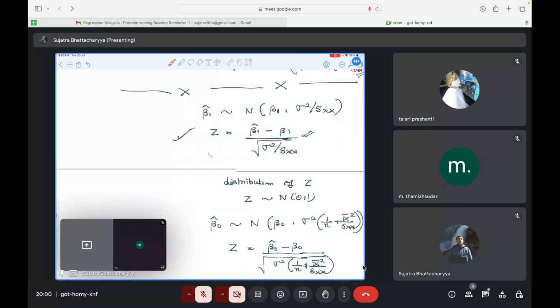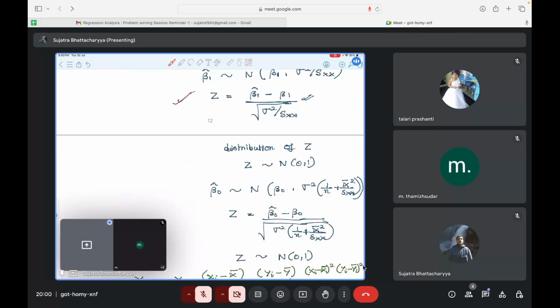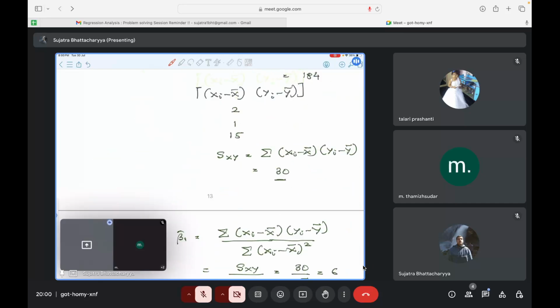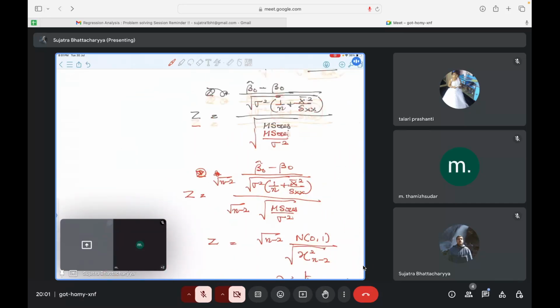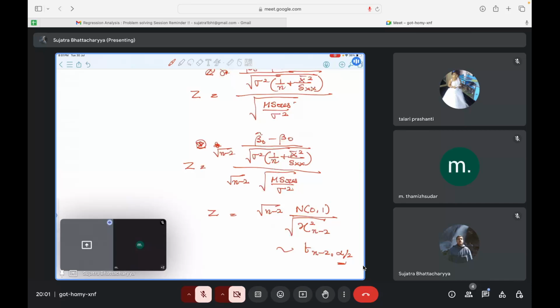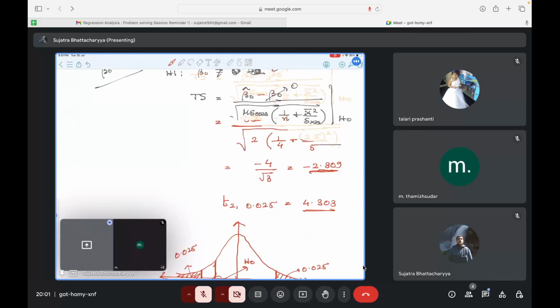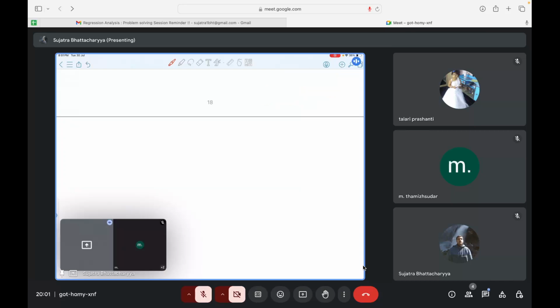And one more thing is there, but it's already 8. I just wanted to show that this part, MS residual by sigma square, is actually chi square n minus 2. If I can show that. Just last, I will do that and finish it.